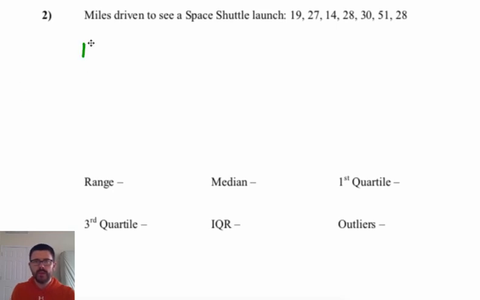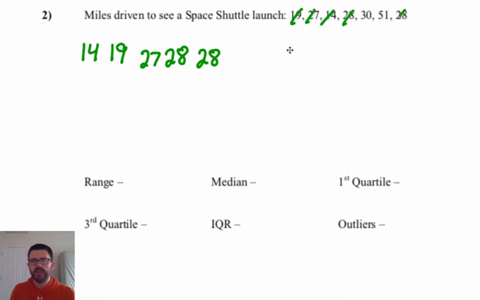All right, so I start by putting them in order, 14, 19, and then I have 27, 28, 28. I don't know why it's being so laggy and slow, but we'll make do. Then I have 30 and 51. All right, so I've got 1, 2, 3, 4, 5, 6, 7 pieces of data.